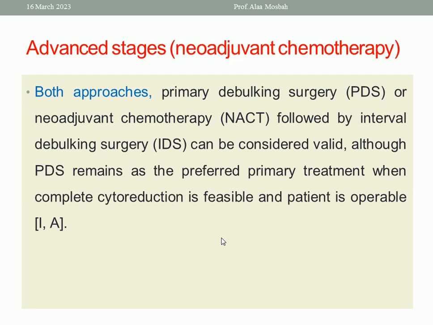Here is the question: in comparison, if we start with primary debulking surgery, is it better, or giving chemotherapy first, then doing surgery? We call that interval debulking surgery. When I say interval debulking surgery, I mean I start chemotherapy first, then I do surgery. So in comparison, does any one of them have higher importance or is it better? Both of them can be considered valid.